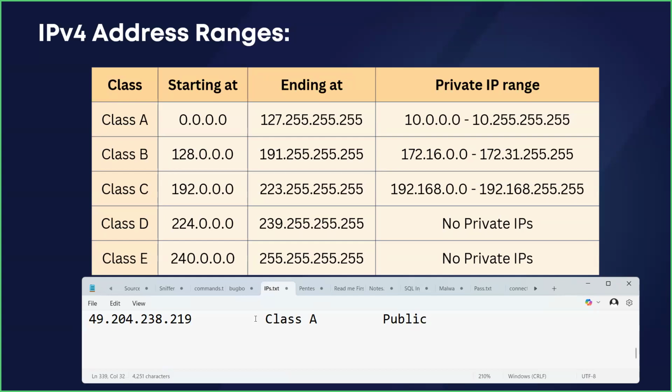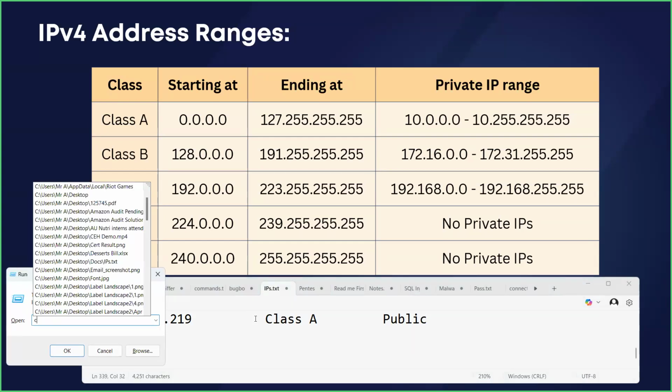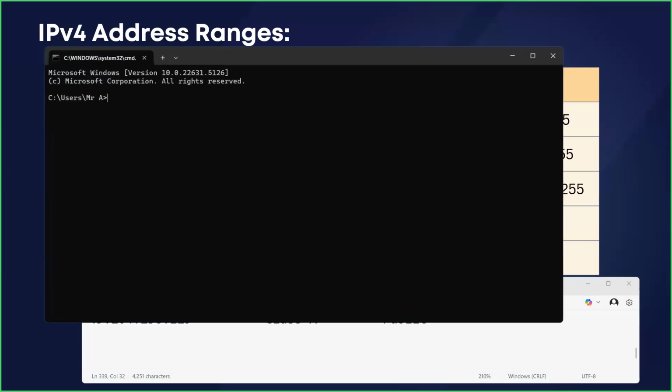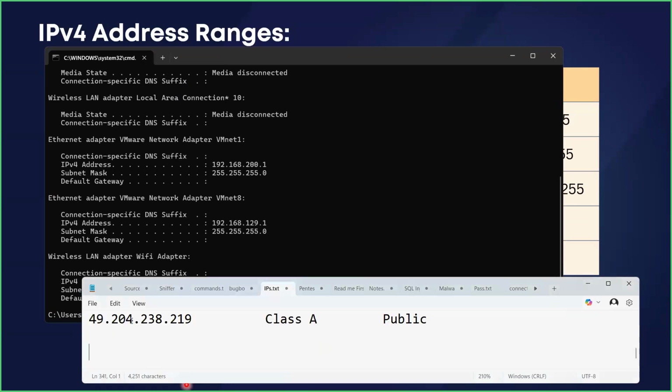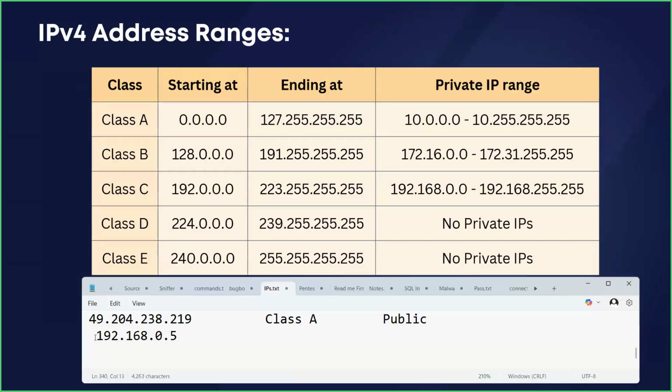And I've also shown you how to check your private IP as well, right? How do you do that? You open up your command prompt and run a command called ipconfig. This is the Windows method. And you can see I've got an IP 192.168.0.5. If I copy and paste it here, now looking at this range, can you tell me which class it falls under?